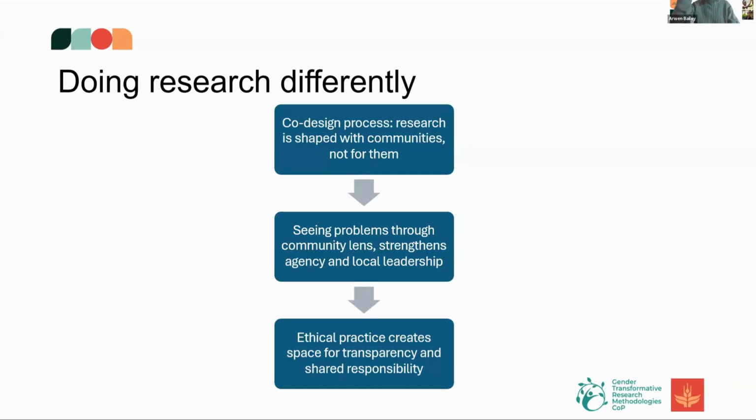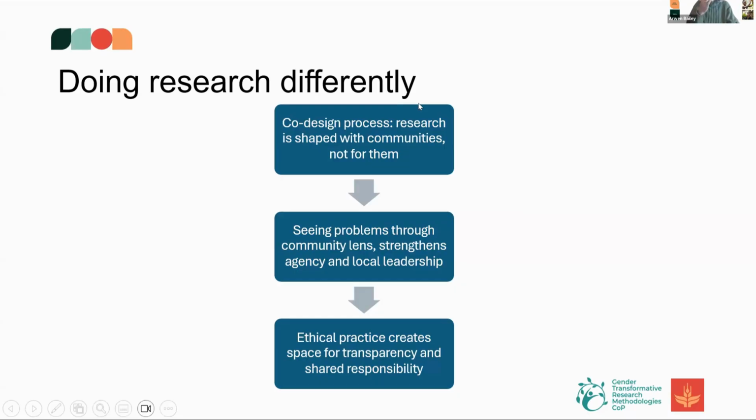So you did give me a summary of your main points, so that's on the screen right now. And the importance of this co-design process, as Kathy was saying, about people becoming the authors of their own stories, which I think is such a lovely idea. Seeing problems through that community lens, so strengthening their agency and leadership. And then your point about ethical practice, about transparency and shared responsibility rather than going in, doing things, and leaving, perhaps not having the responsibility and transparency that we could have. Thank you very much, Ho Jong.